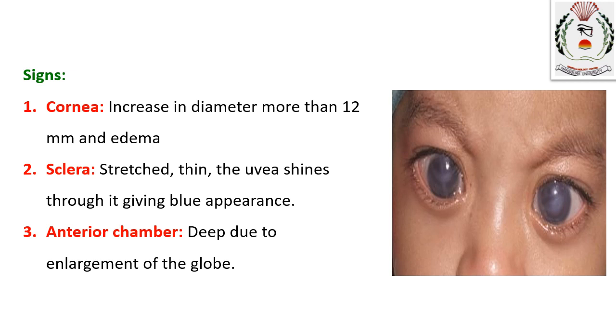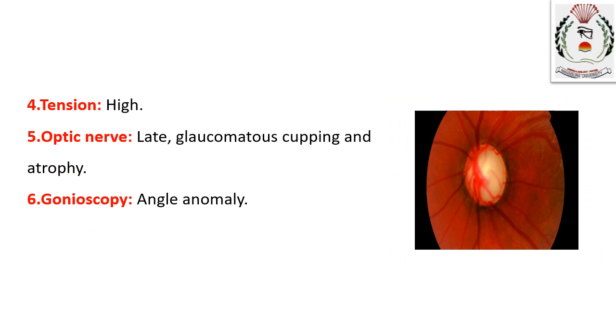The sclera is stretched and thin, and sometimes very thin, so that the uveal tissue shines behind it, giving us blue sclera, a blue appearance of the sclera. The anterior chamber of the eye is deep due to enlargement and stretching of the globe. The IOP is high. The optic nerve, like what occurs in adult glaucoma, shows cupping, like this picture. Later on it ends with atrophy.